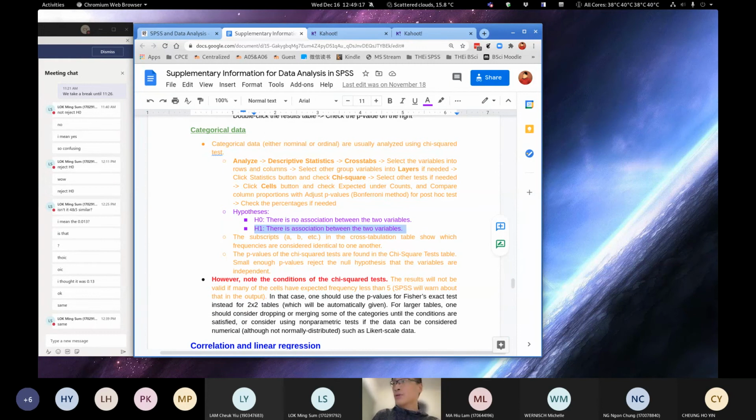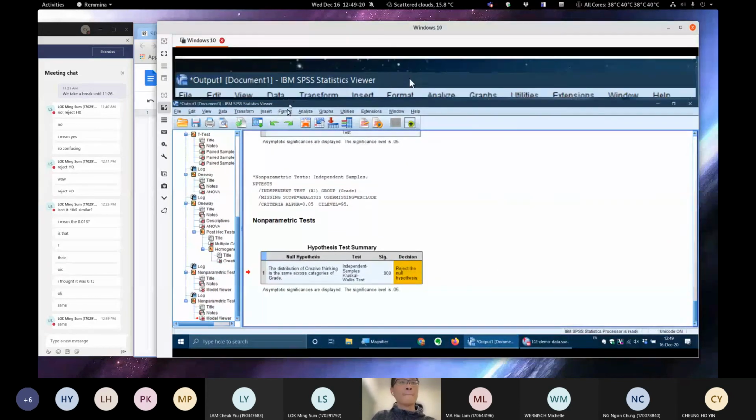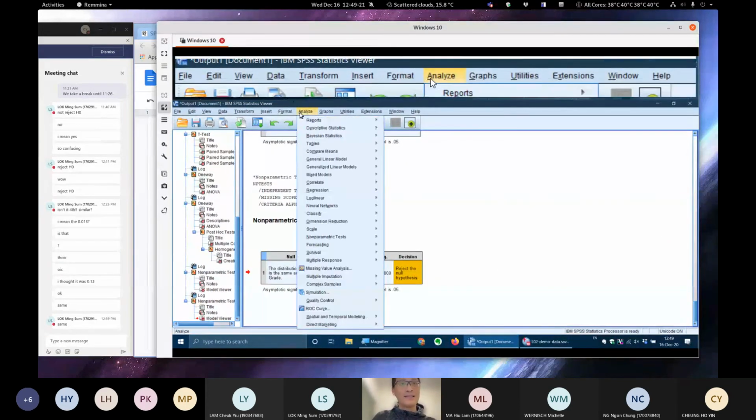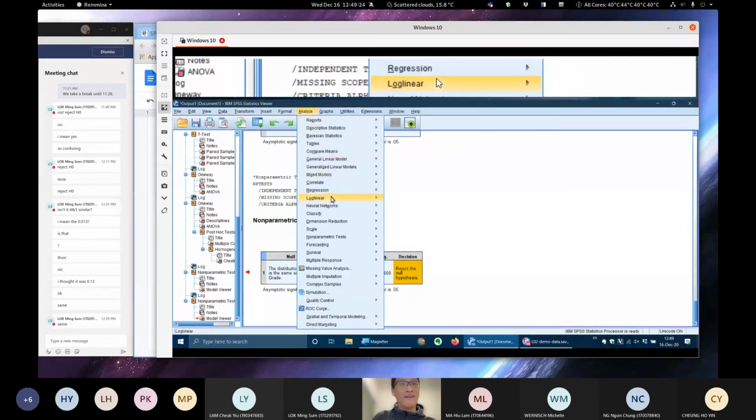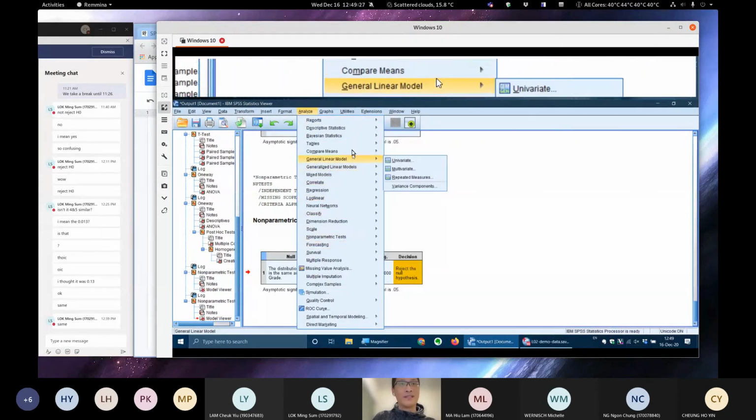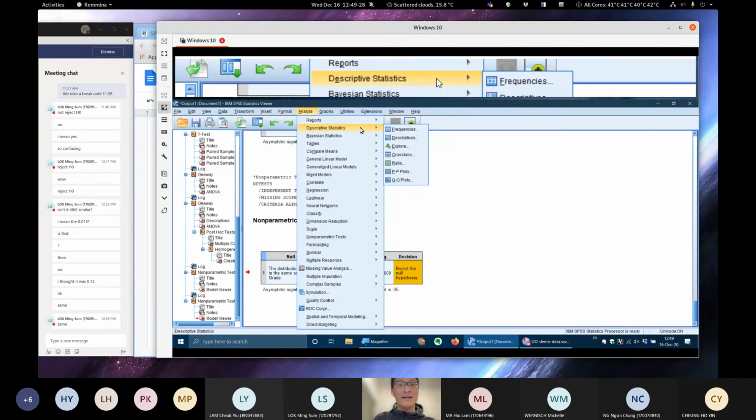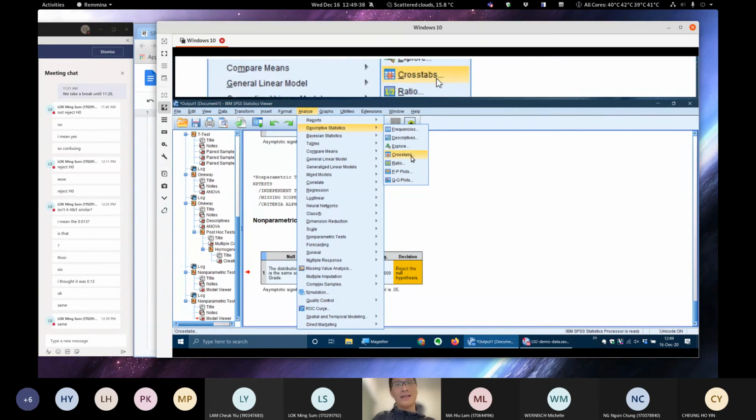To do that, again, we go to Analyze, but this time we cannot find it anywhere except that we need to go back to Descriptive Statistics. It doesn't seem a good choice, but anyway, the chi-square test is put inside the cross tabulation, and cross tabulation is a descriptive statistic. So that's why it is put inside here. Now go to Crosstabs again.